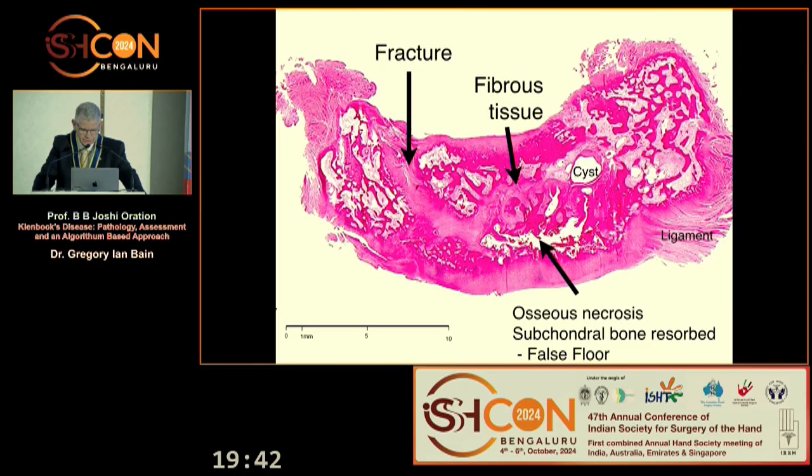So going on now, this is a specimen removed from a patient who had proximal row carpectomy, and we can see that there's obvious fractures through here. We can see the fibrous tissue, and we can also see this whole subchondral bone plate is basically gone. It's all been reabsorbed, and there's a false floor. So if we had a scope and put a probe on it and pushed onto it, it would then elevate that subchondral bone plate.